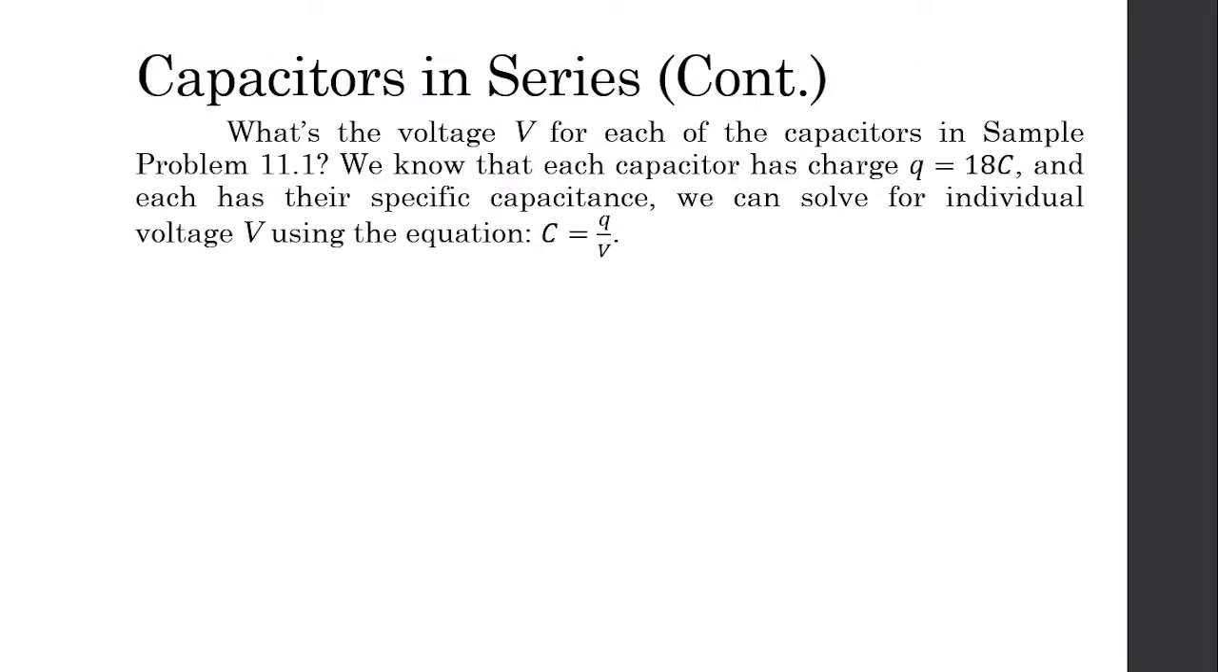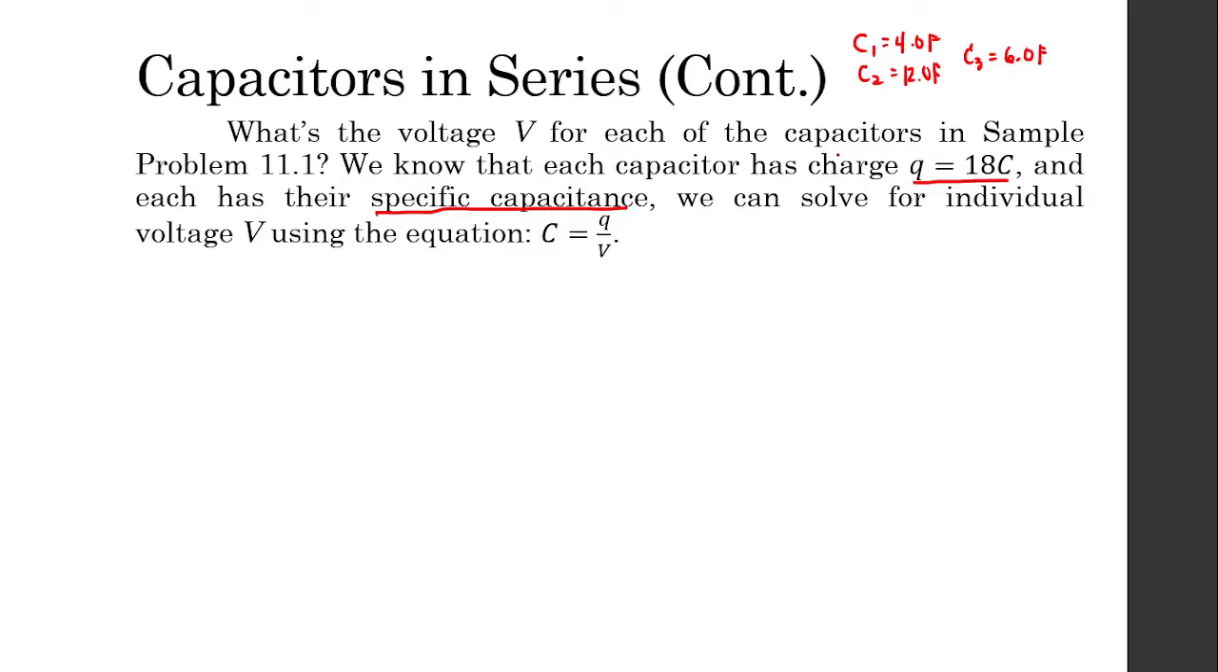So this is the equation. What is the voltage for each of the capacitors in our sample problem 11.1? Well, we know that each of the capacitors has a charge that is equivalent to 18 coulombs. And we know that each has their specific capacitance, and the specific capacitance is given in the problem. C1 is equal to 4 farad, C2 is equal to 12 farad, and C3 is equal to 6 farad. So let me just write it here. C1 is equal to 4 farad, C2 is equal to 12 farad, and C3 is equal to 6 farad. This is given in the problem.